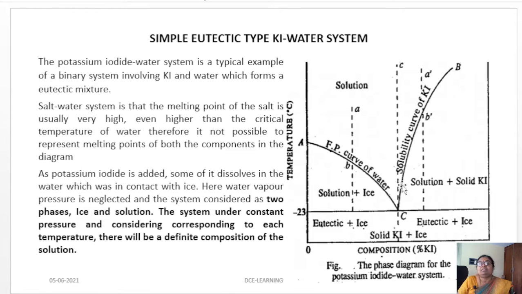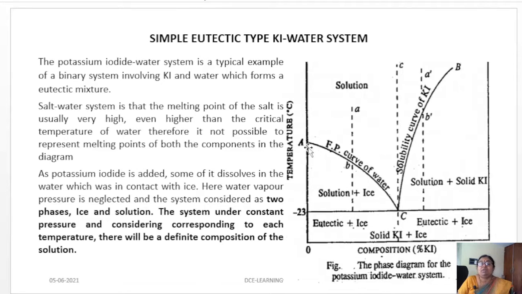In a salt and water system, the melting point of the salt is usually very high, even higher than the critical temperature of water. So it is not possible to represent those melting points on the diagram here. As potassium iodide is added to the ice, some of it will dissolve in the water when in contact with the ice. That is also an important point here.